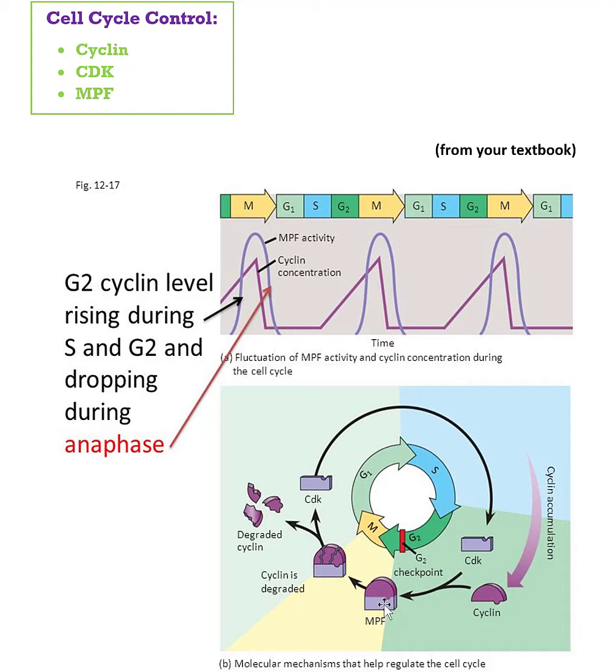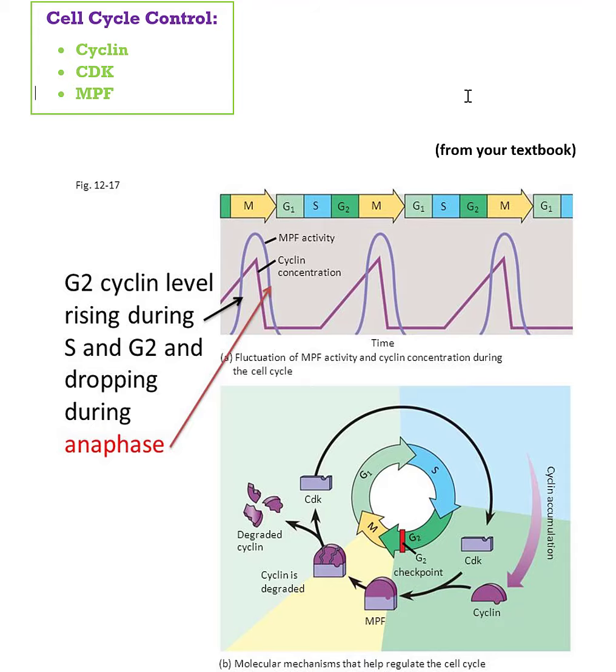Anywho, this image is from your textbook, and it shows you how the molecule cyclin and the enzyme CDK control when the cell moves from the G2 stage into mitosis. So the G2 checkpoint is the checkpoint to leave G2 and to go into mitosis. There's an M checkpoint, and that is a checkpoint to leave mitosis. And there's a G1 checkpoint, and that's a checkpoint to say it's okay to go into the S phase. So some of these are named for the phase that it's leaving.